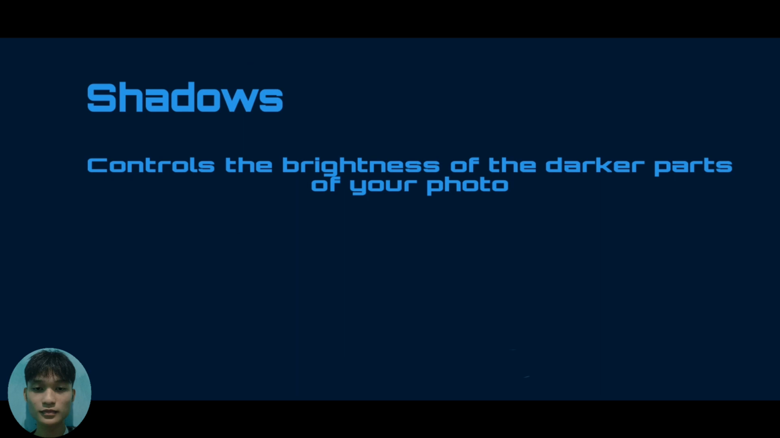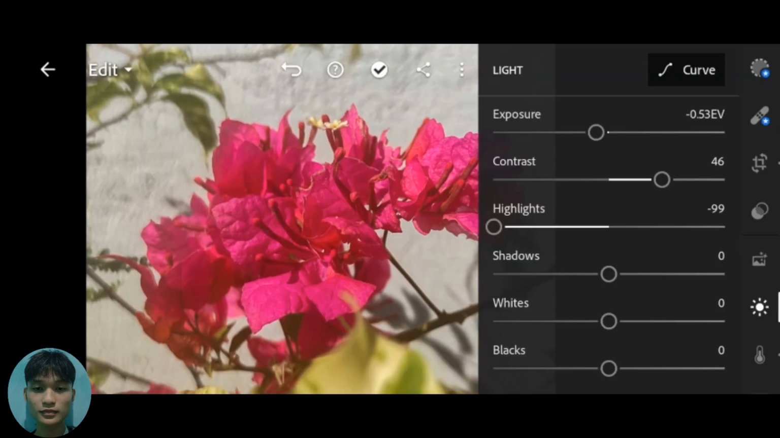Moving on to shadows. It controls the brightness of the darker parts of your photo. We can see the changes of it as we move the slider right and left.